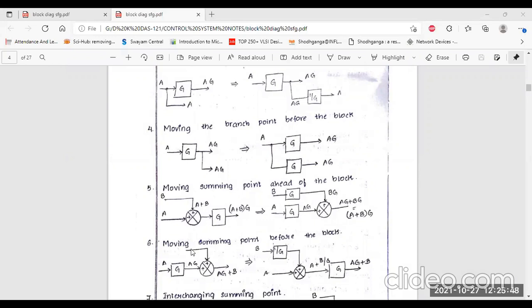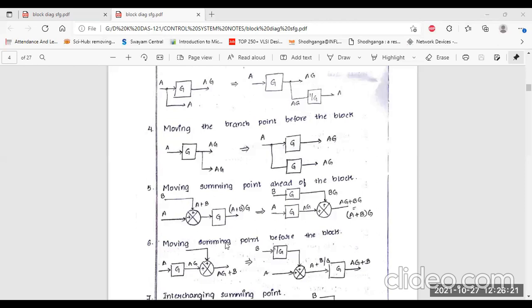Next, number 6. Number 6 rule, moving the summing point before the block. First one, moving the summing point ahead of the block. Clear? Another one is this summing point moving to after the blocks. And another number 6 point, moving the summing point before the block. That is the summing point. So this summing point is connected before the block.